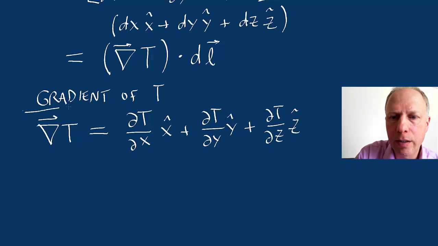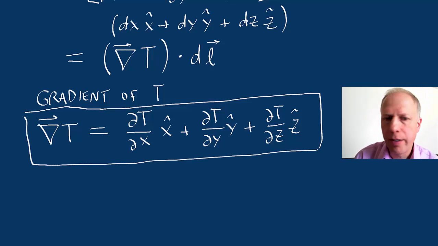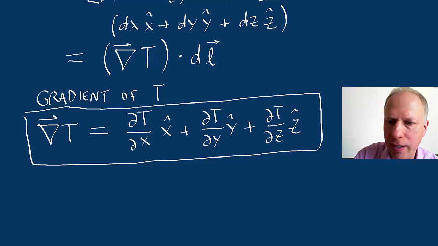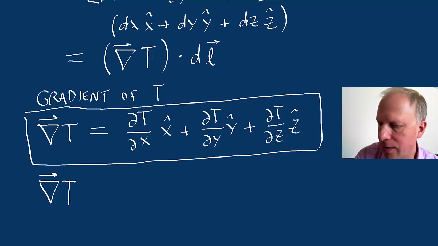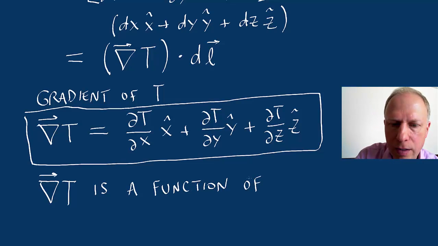The gradient of T is a vector. And notice, when you're done taking the derivatives of T with respect to x, y, and z, you're probably going to still have a function of x, y, and z. So just to make sure, the gradient of T is not a constant necessarily. In general, it is a function of x, y, and z as well.